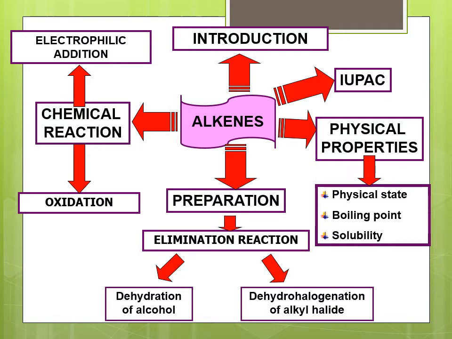This is the flow chart of what we're going to do in lesson 63. Introduction and IUPAC name we have done. A little bit of physical properties also we have done. And then we are going to do elimination reaction, two of them, dehydration of alcohol and dehydrohalogenation of haloalkane, in order to synthesize alkene. Electrophilic addition is lesson 64 and oxidation is lesson 65.